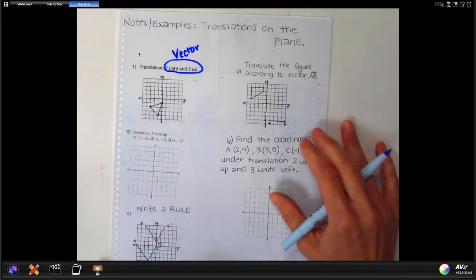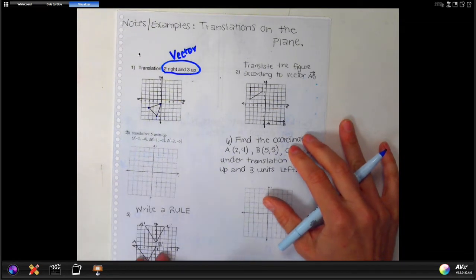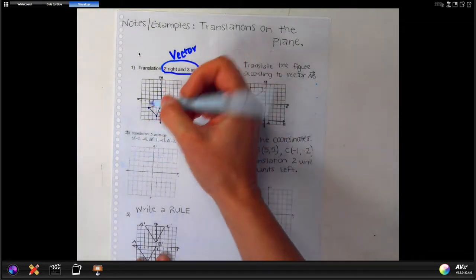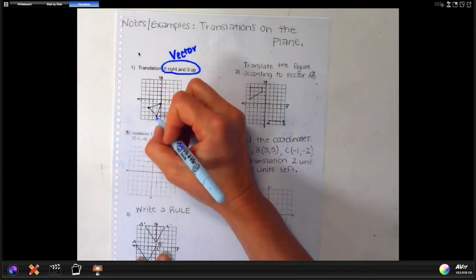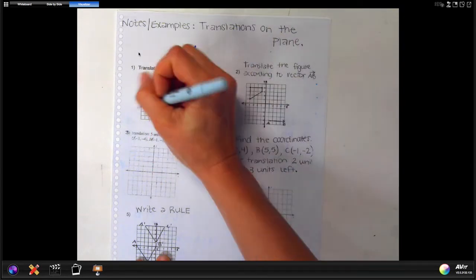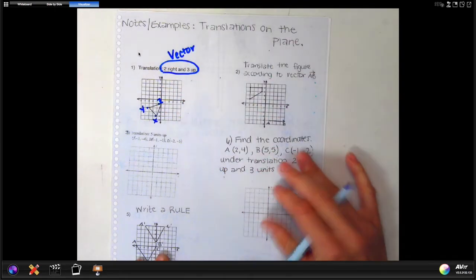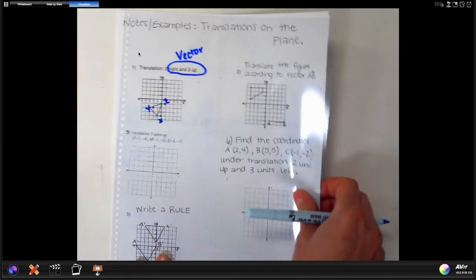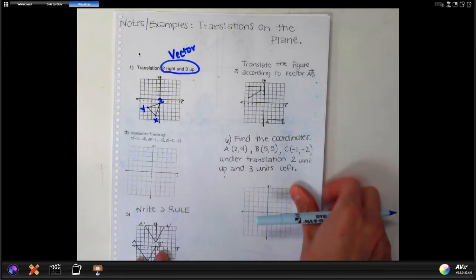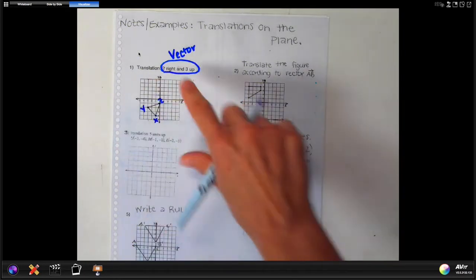Let's label them. Do you want to do A, B, C, or should we do something more fun? Z, Y, X. How about X, Y, Z? Oh my gosh, we're so creative. Okay, so X, Y, Z.